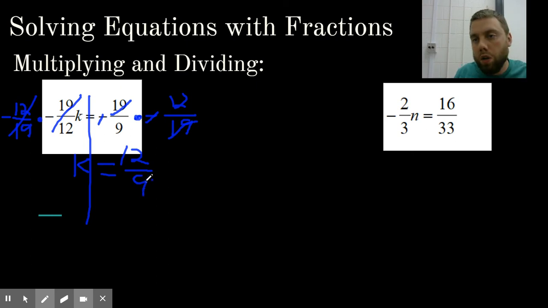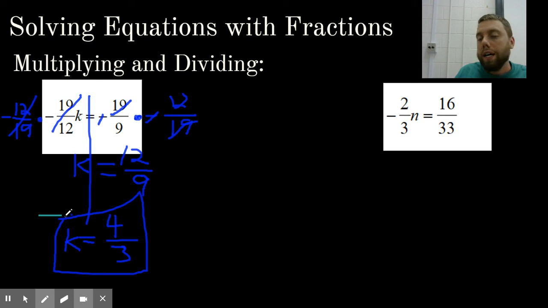Are we done? No, we're not done. We noticed that there is a factor of 3 in both 12 and 9, so this can be simplified further to k equals 4 thirds. This is a perfectly acceptable answer. In very few situations do I expect you to make it a mixed number. You don't need a mixed number, it's not necessary, okay?